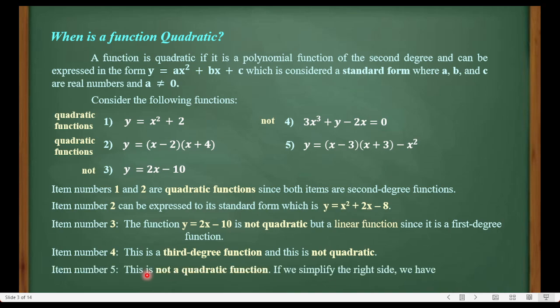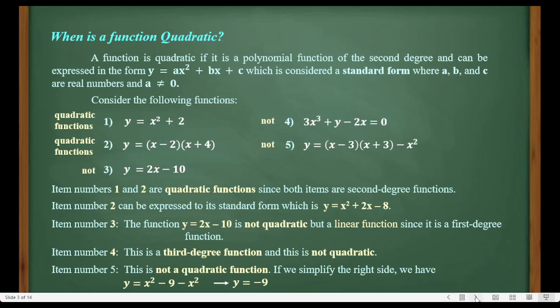Number 5 is not a quadratic function because if we simplify the right side, we will have this expression. Use the FOIL method to obtain the product of these two binomial factors. That is x squared minus 9 minus x squared. So x squared minus x squared will give us 0, and what will remain is negative 9. So the equation becomes y equals negative 9, which is obviously not a quadratic function.